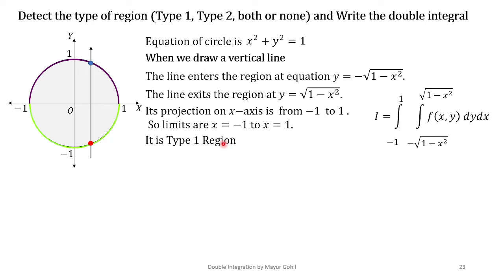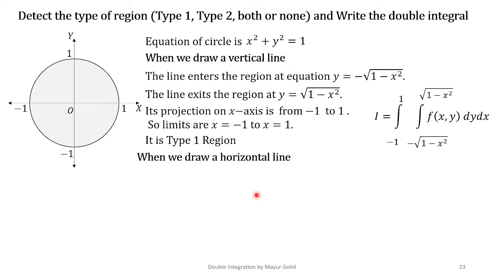Here the crucial point of understanding is that whenever you have a circle, try to understand it as the union of two semicircles, the upper one and the lower one. That is the main point of the understanding. Now let us see what happens if we draw a horizontal line across the region.